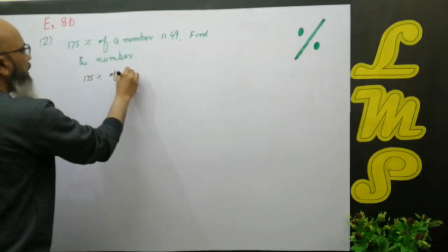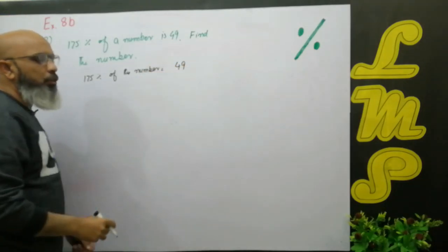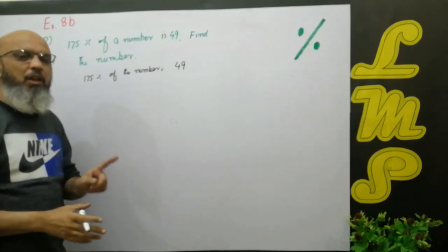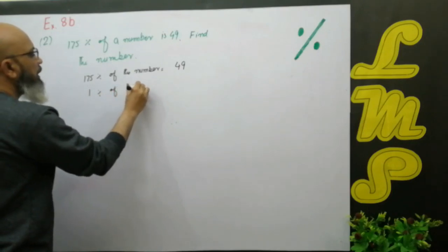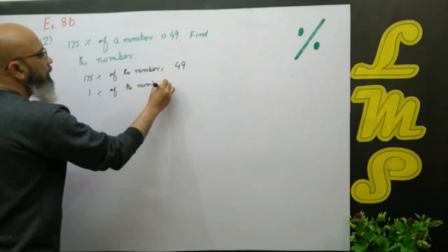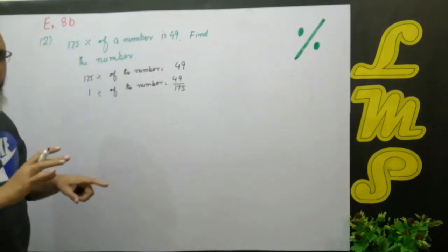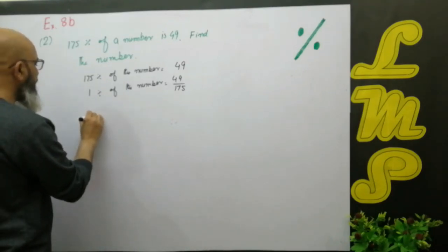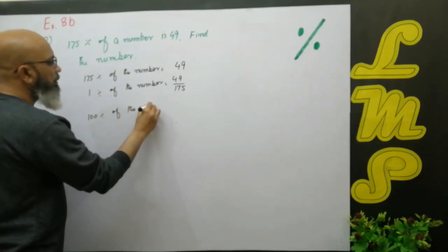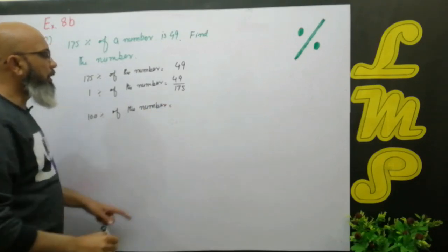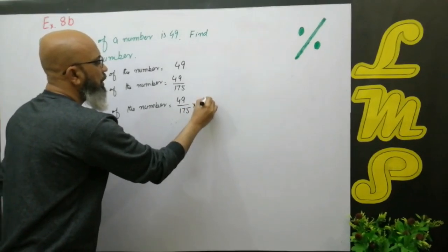175% of the number is 49. So what do we have to do now? As we did in the previous question, 1% of the number is 49 divided by 175. So we have to find the 100% of the number. So you just write here 100% of the number, that is 49 over 175 into 100.